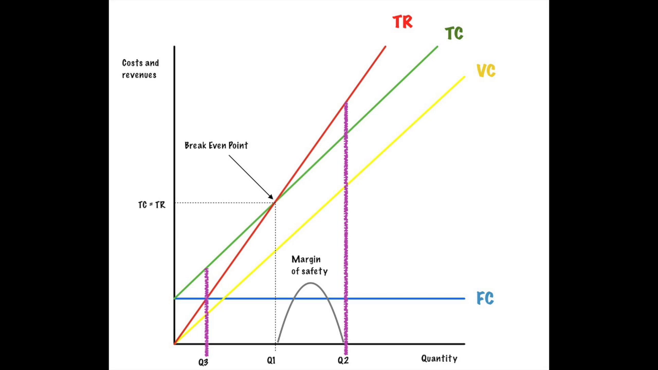At the output of Q2, the firm is making a profit, and the profit can be seen at the top of the purple line that denominates Q2. At the top is the difference between the total revenue line and the total cost line. If the firm were producing at Q3, then it would be making a loss, and it would also be shown at the top of its purple line, the difference between total revenue and total costs. However, as it is making a loss, this value would be negative.